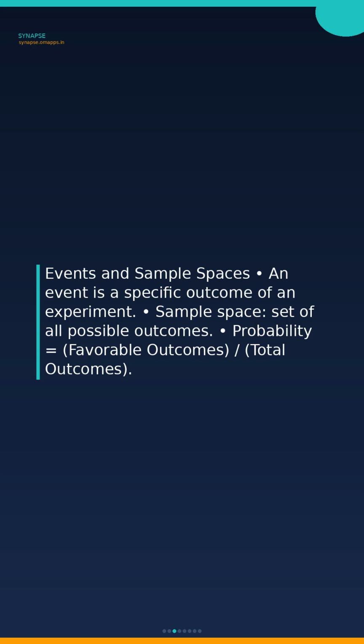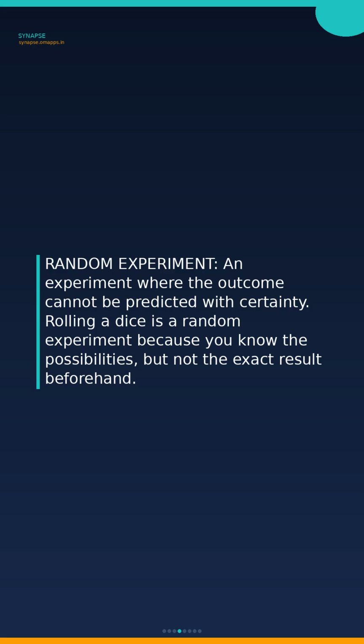P(A|B) equals P(A ∩ B) divided by P(B). This means the probability of A given B equals the probability of A and B both happening divided by the probability of B. Remember, P(A|B) is only defined if P(B) is greater than 0.